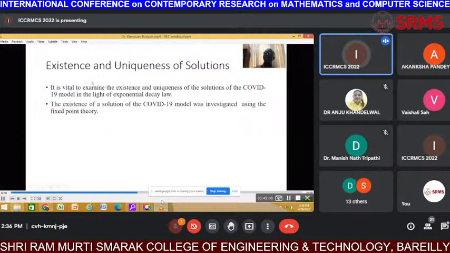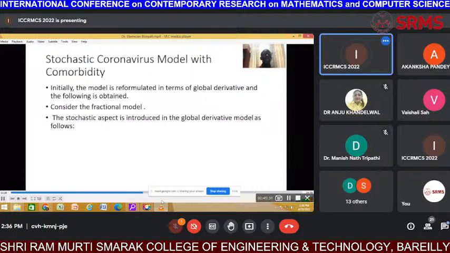So because I'm doing the fractional perspective, it's also important to look at whether there exists any kind of solution of my model. So in this regard, I don't bother my audience with the jargon of computation. I just say here that fixed point theory in pure math was employed to establish the existence and uniqueness of the solution of the proposed model. So initially, the model is reformulated in terms of the global derivative, and the following is obtained to consider the fractional order.